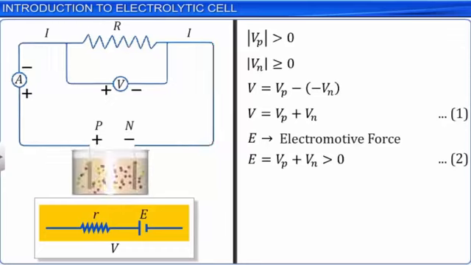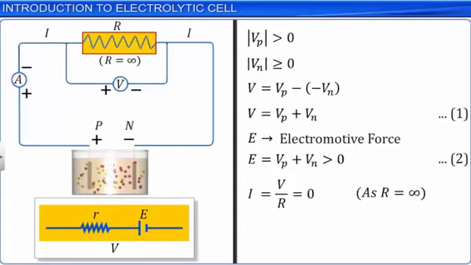To clearly understand the difference between potential difference and EMF, let us replace the resistor R in the circuit with a resistor of infinite resistance. We can now write I is equal to V divided by R equal to 0. Here, V is the potential difference between P and N measured across the resistor. From equations 1 and 2, V, the potential difference between P and N measured across the electrolyte, is written as V is equal to E. Let this be equation 3.